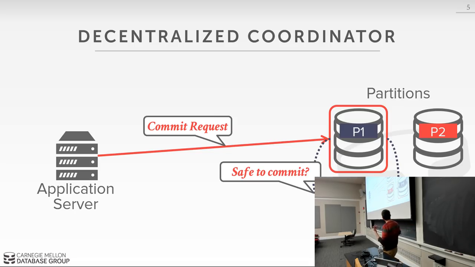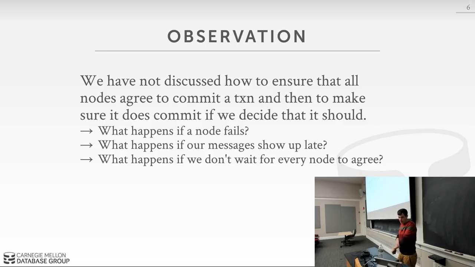So last class, this last step here, safe to commit, is what I was super vague about. And that's what we're going to talk about mostly today. We need a way to ensure that if our transaction says, hey, we want to commit, we go ask everybody else that was involved in that transaction or could see the effects of that transaction, is that transaction allowed to commit? And we need a way to make sure that they all agree that we're going to commit. And then once we agree, we never fall back and have a weird reversal of that change.